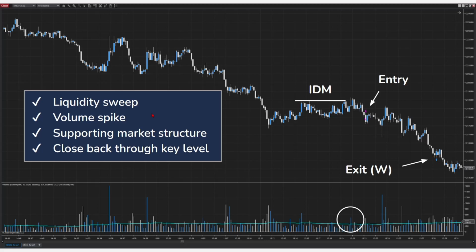And if we're using the checklist, we got the liquidity sweep right here by just a couple of points. We got a volume spike, nothing too significant, but still somewhat significant considering the previous few minutes. We do have supporting market structure as we're in this broader downtrend, and we do close back through this key inducement level. So overall, this was a valid trade for me to take and ended up working in my favor for a good 2R.